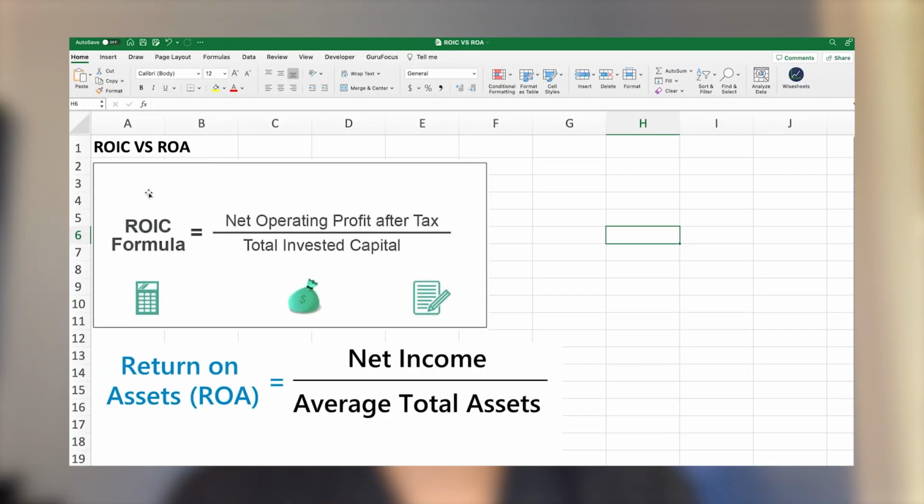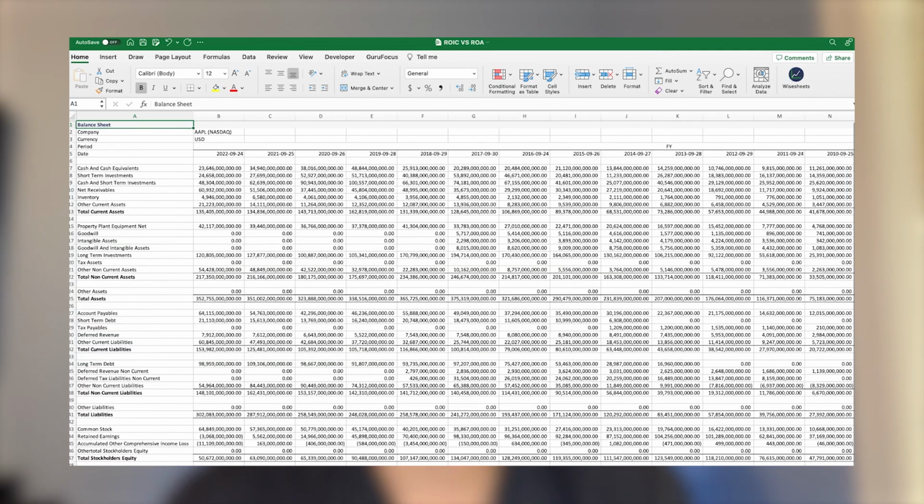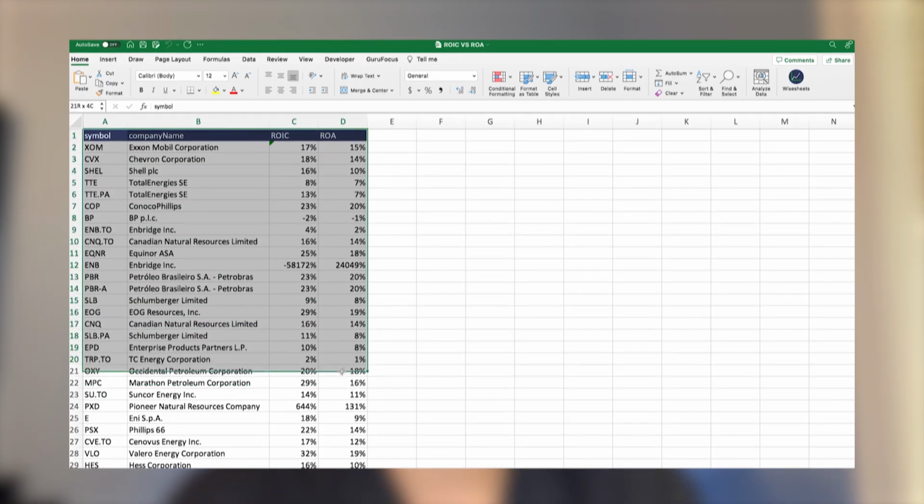invested capital. In this video, I'm going to share with you the difference between ROIC and ROA and how you can calculate these metrics for many different companies and be able to compare them one by one.